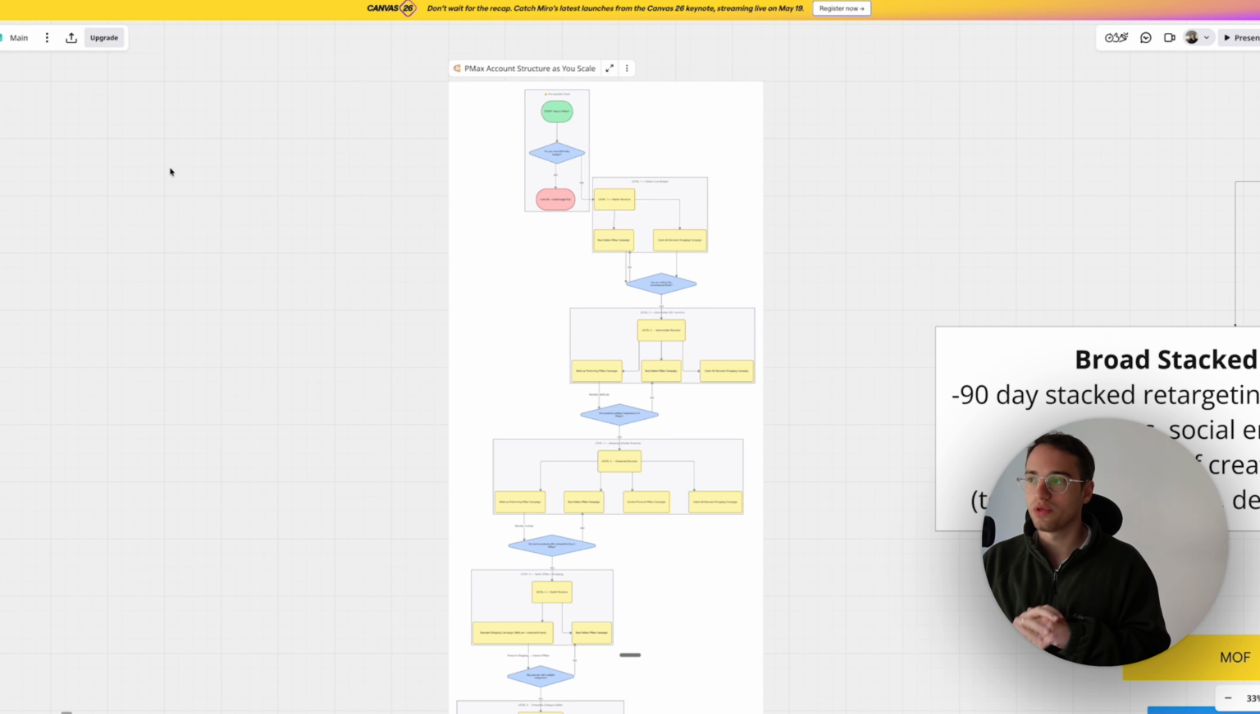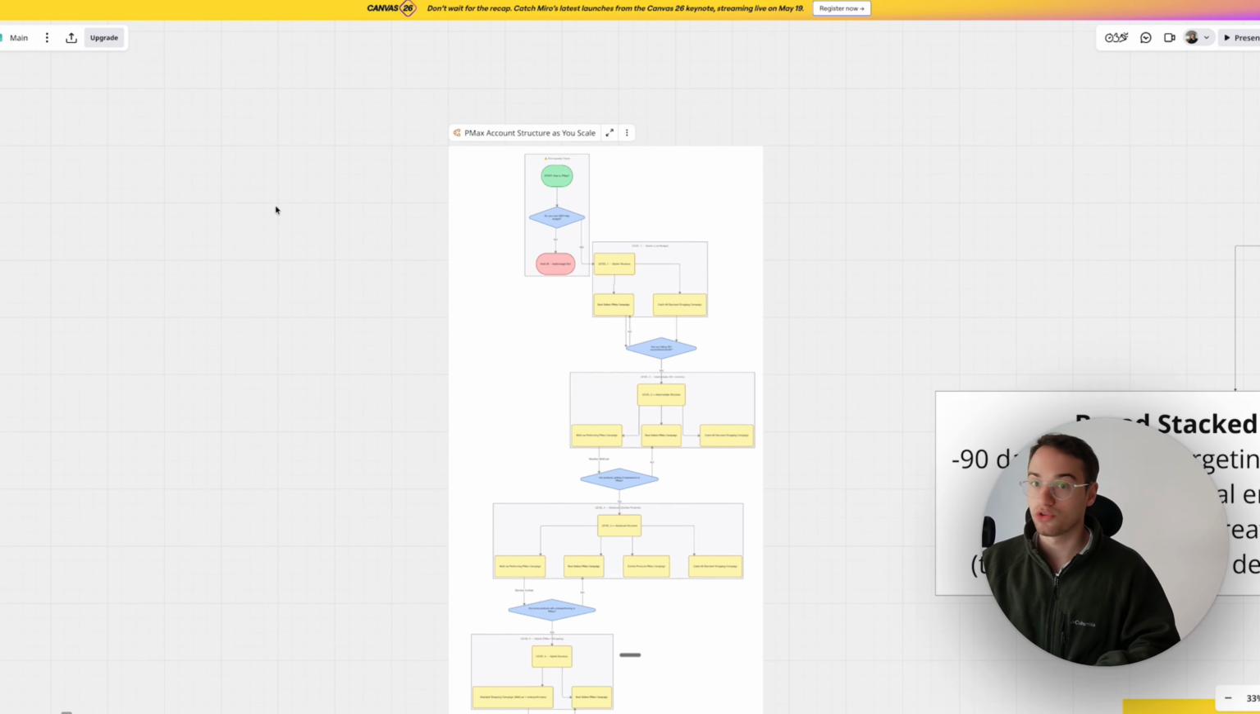I get this question all the time, because people like to throw PMAX up and just let it run, and then don't even know what to do with it. So we are going to see exactly what you're going to do at each stage.